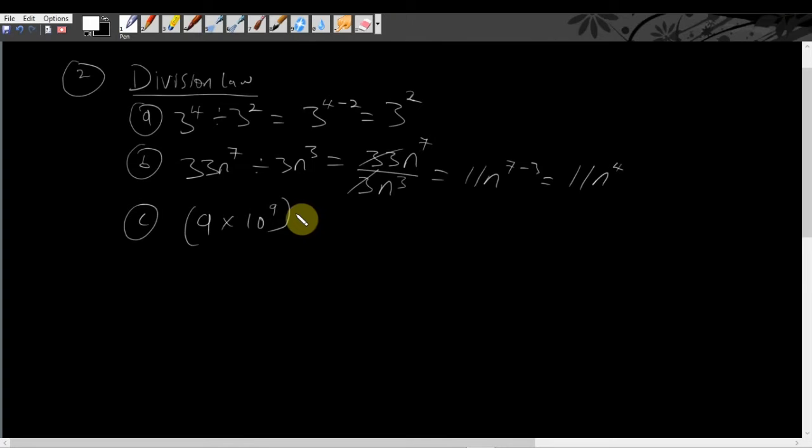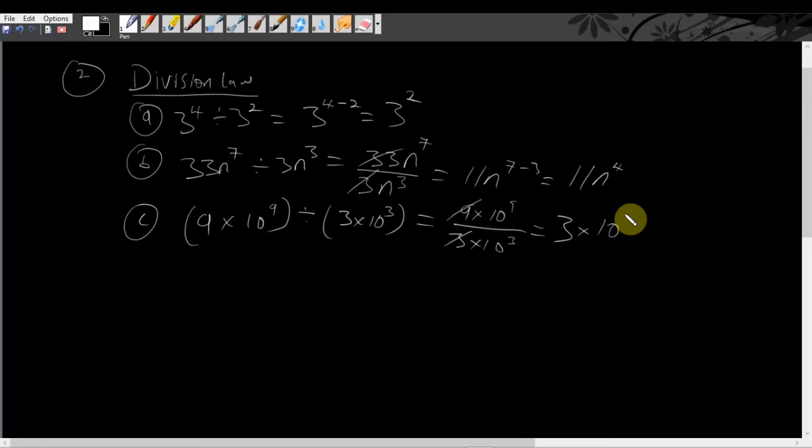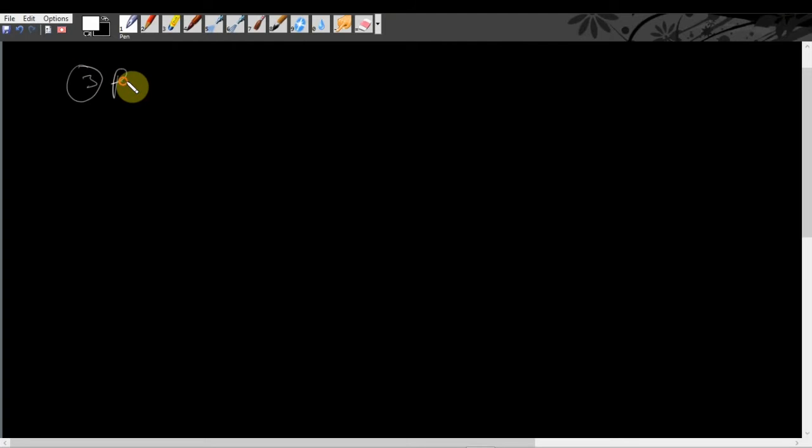Okay, let's say 9 times 10 to the power 9 is divided by 3 times 10 to the power 3. You can still do it the same way. Write 9 times 10 to the power 9 divided by 3 times 10 to the power 3. You know that 3 can cancel 9 to give 3. Then pick one of the tens and subtract their powers to get your answer. This becomes 3 times 10 to the power 6.